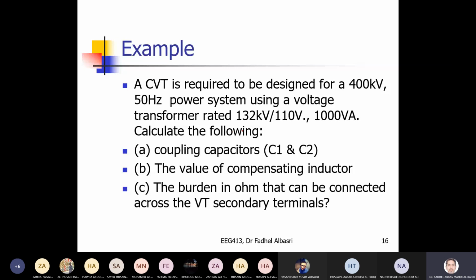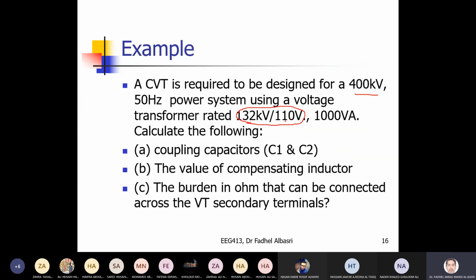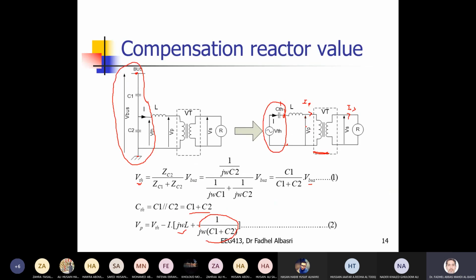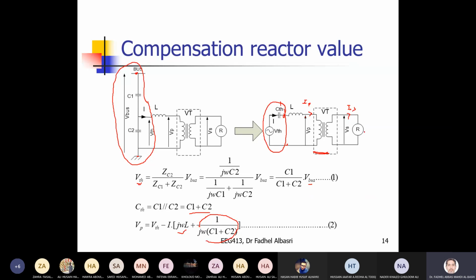Let's take an example. A CCVT is required to be designed for a 400 kV line using a voltage transformer rated as follows. This is the step-down transformer, which is this one. So the voltage here is 132 kV over √3, and here 110 over √3. And this is the rated power of that transformer. I want to find the coupling capacitors C1 and C2, the value of the compensation reactor L, and the burden in ohms that can be connected across the secondary side, which is R burden. This is the maximum value.